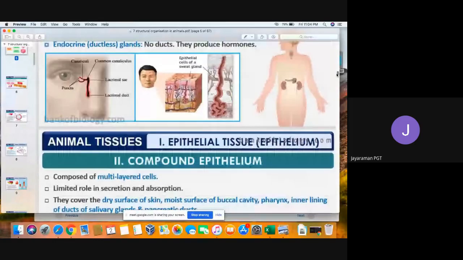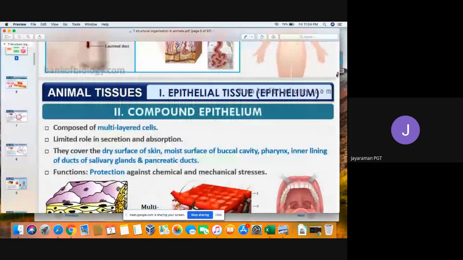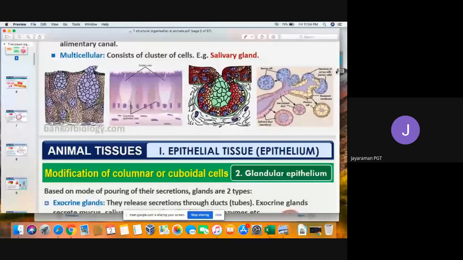Then what are some special modifications of the simple epithelium? The simple epithelium itself is modified. There it is, columnar epithelium. The columnar epithelium has cilia. When cilia are present on the surface, it is known as a ciliated epithelium. It's not a big difference. Same cells, see the columnar cells. Then we can draw like this, only four cells.